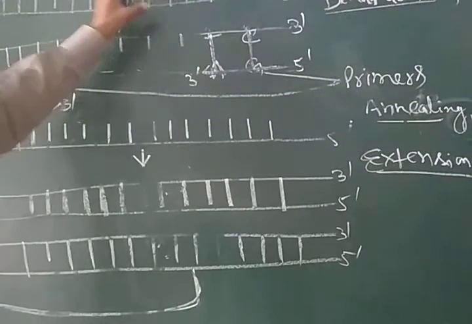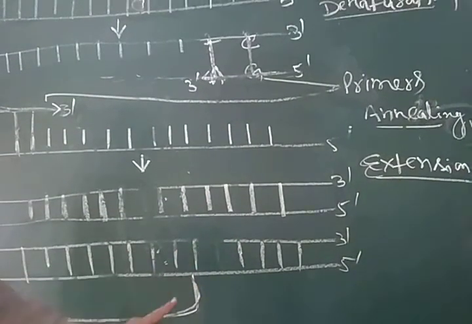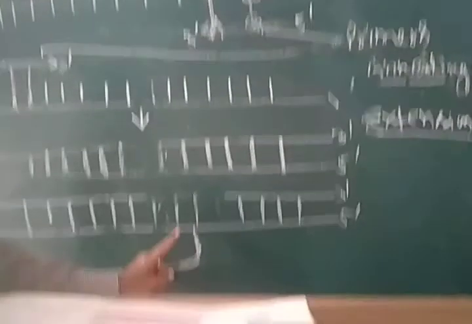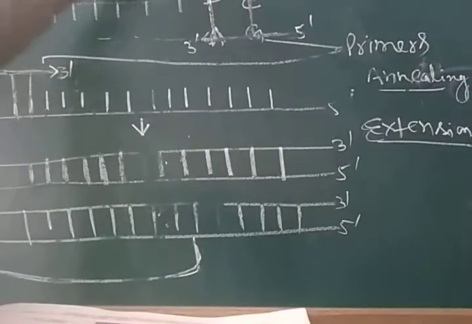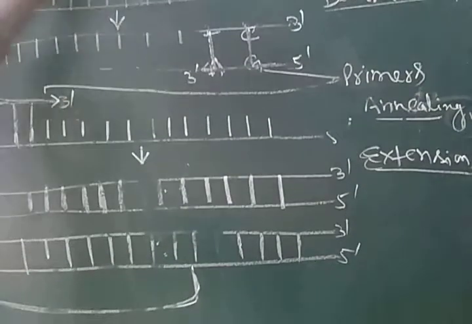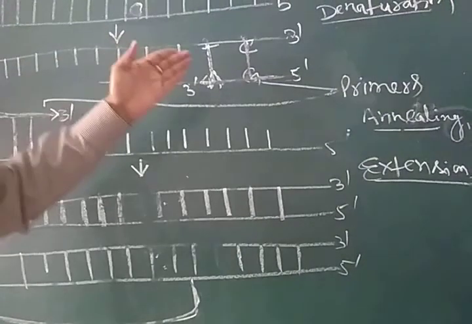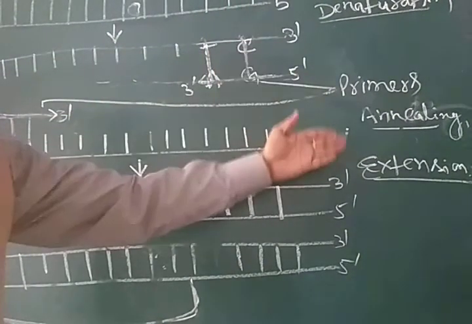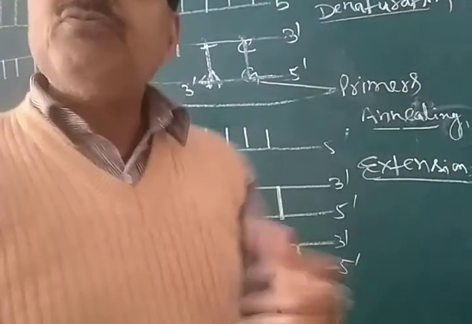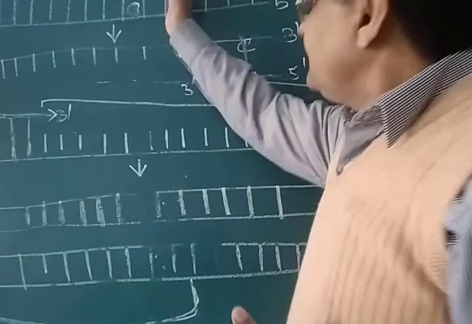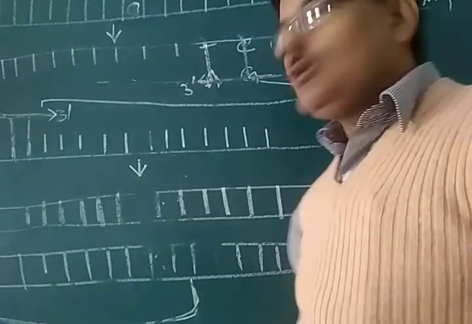So these are the three steps: denaturation, then annealing, then extension. And now what do we do? This process is repeated again and again. In this way, through these three steps of denaturation, annealing and extension, we can produce billions of copies of the desired gene or gene of interest. That process is called PCR.